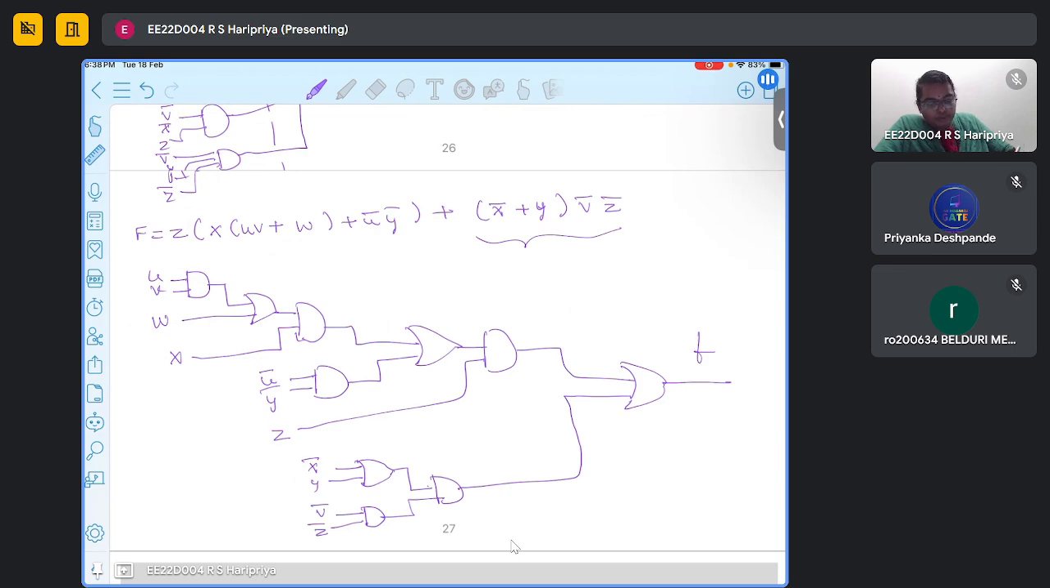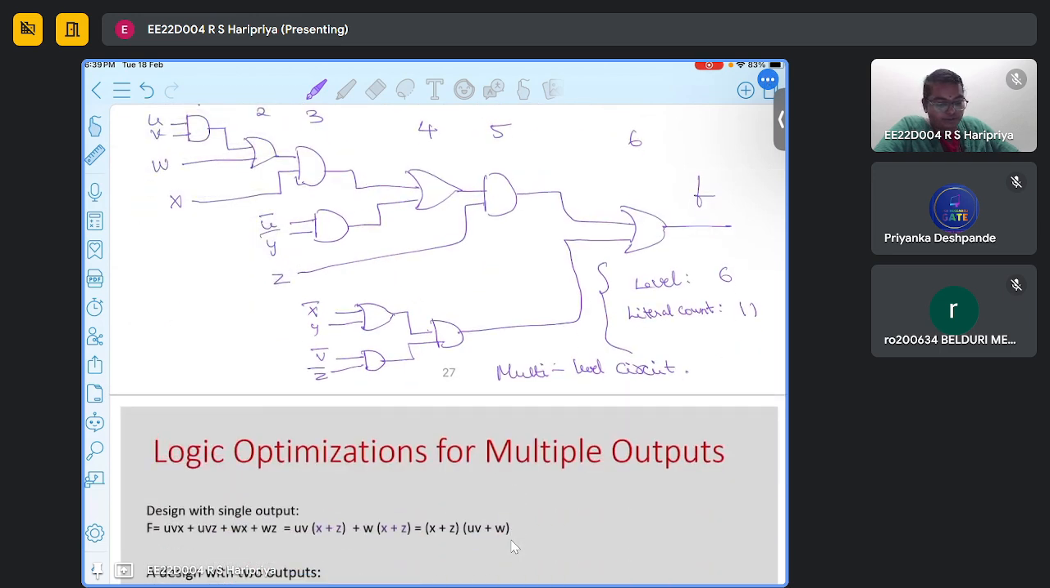So here, if we see, the number of levels is 1, 2, 3, 4, 5 and 6. The level is 6, and the literal count is 11: 1, 2, 3, 4, 5, 6, 7, 8, 9, 10, 11. And this is called a multi-level circuit. So with a multi-level circuit, sometimes it gives a better circuit.